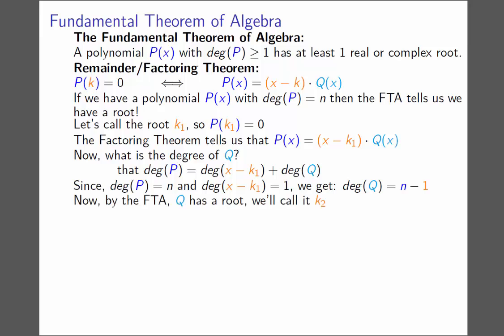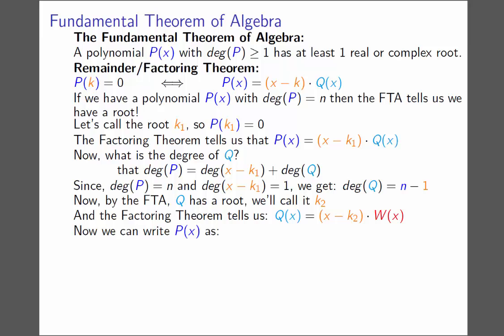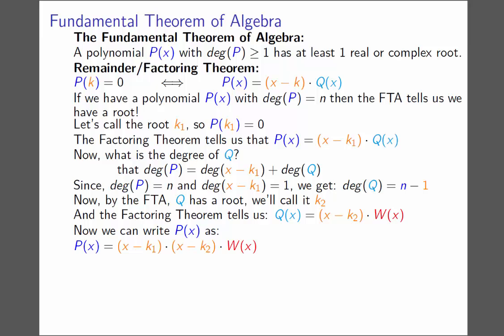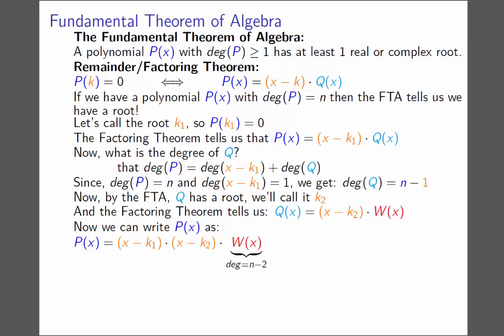But now, again by the fundamental theorem of algebra, q must have a root. Let's call that one k2. And the factoring theorem tells us that q of x can be written as x minus k2 times some other polynomial, w of x. Now, we can rewrite our original polynomial p of x as p of x equals x minus k1 times q of x, which is x minus k2 times w of x, where the degree of w of x now is n minus 2.